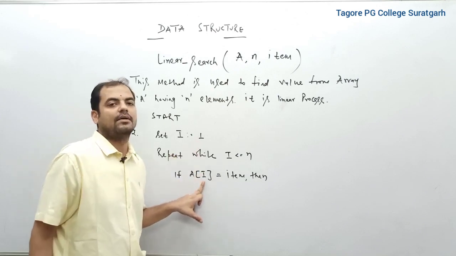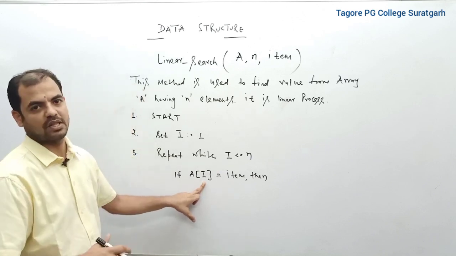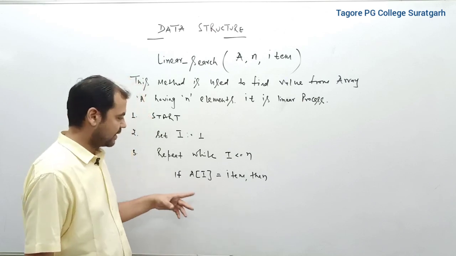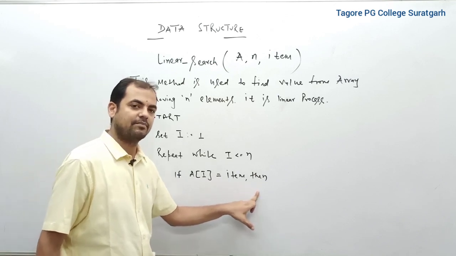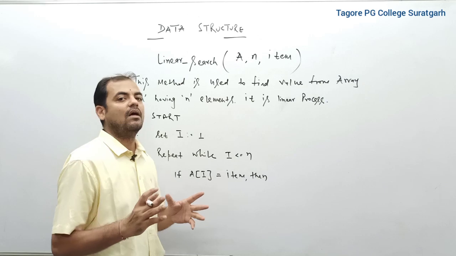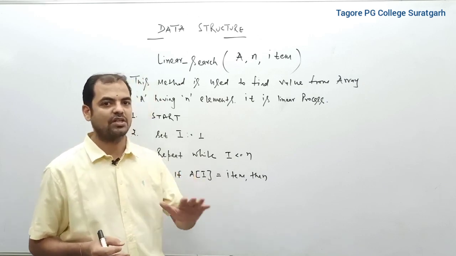This means you find your element in the beginning. As you start your search process, you find the element in the beginning, which is very rare. But let's take an example. If A of I is matching with the item, then what you need to do, as we have discussed already, is that your element is found, so you need to stop the search process.